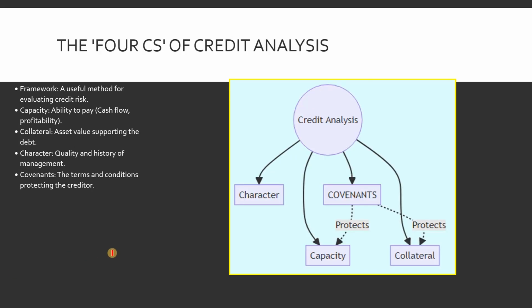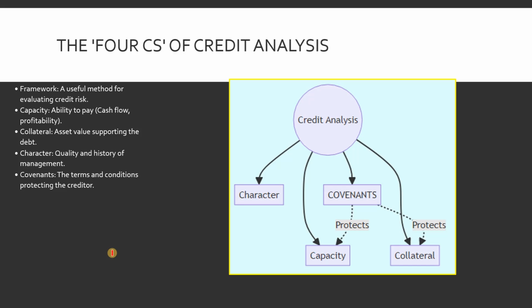discuss. To understand where the covenants fit in the big picture, we use the four C's framework of credit analysis. First, capacity: does the company make enough money to pay you? Second is collateral: what assets back the loan? Third is character: can you trust the management? And finally, the fourth C is covenants. Covenants are the legal glue that holds the other three together. They ensure capacity is maintained and collateral is not sold. Without covenants, a company with good capacity today could have bad capacity tomorrow.